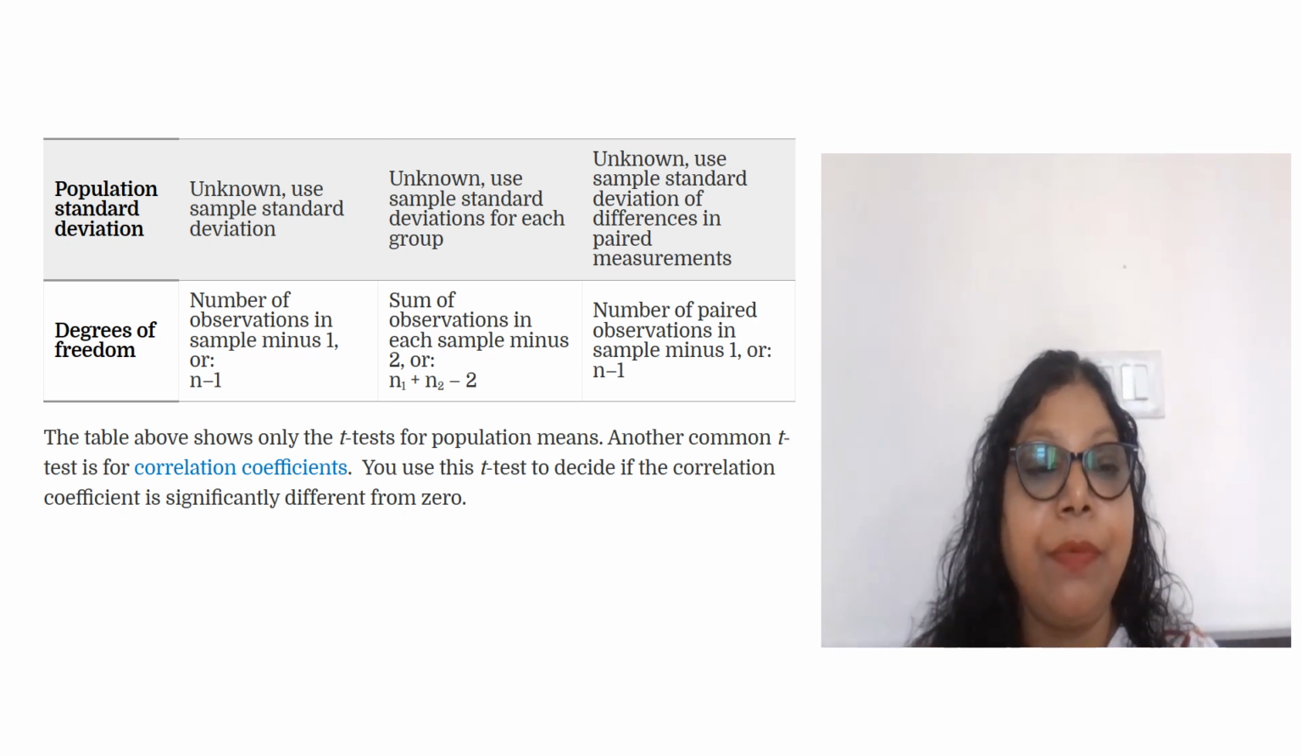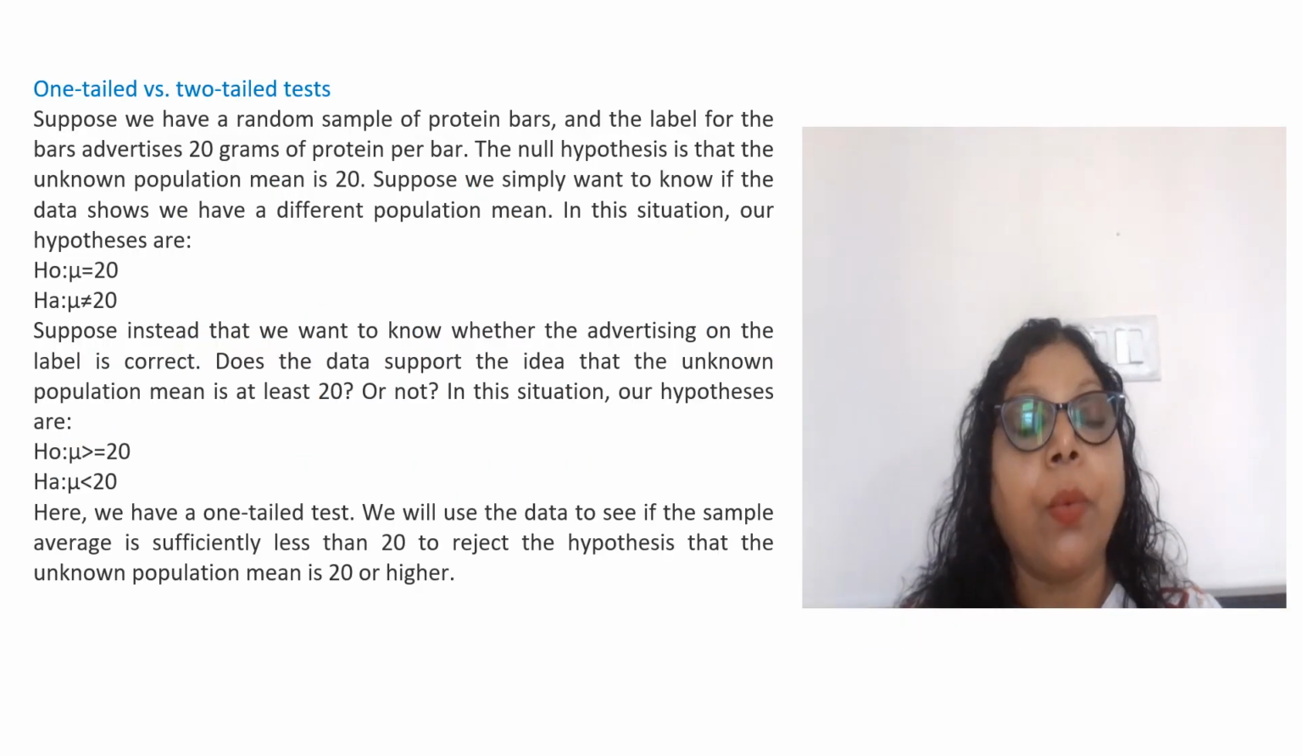So from this table, we can easily see the t-test for the populations, and another common t-test is for correlation coefficients. So we can use the t-test to decide if the correlation coefficient is significantly different from 0 or not. One-tailed versus two-tailed test.